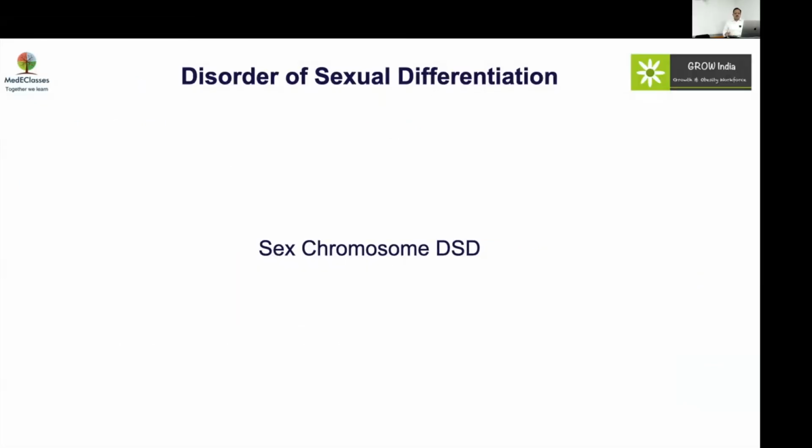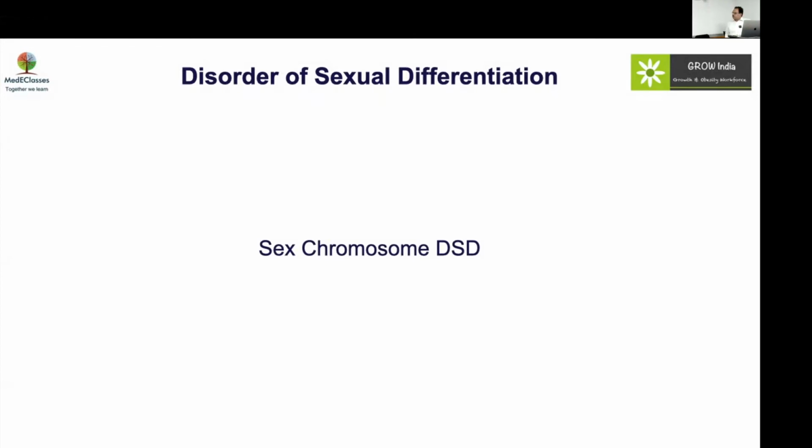When you say sex chromosome DSD, it's a term which has now been used more often, especially after the newer DSD classification came up, and it actually includes terms like Turner syndrome and Klinefelter syndrome. Now, those should not ideally be considered as DSD, because when you say Turner syndrome, the diagnosis itself excludes atypical genitalia.